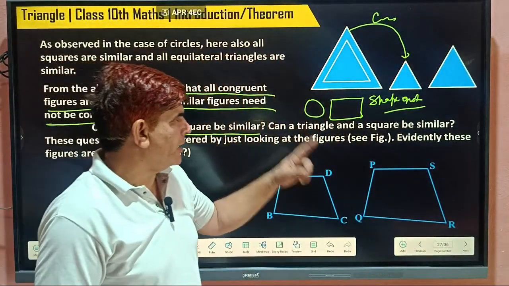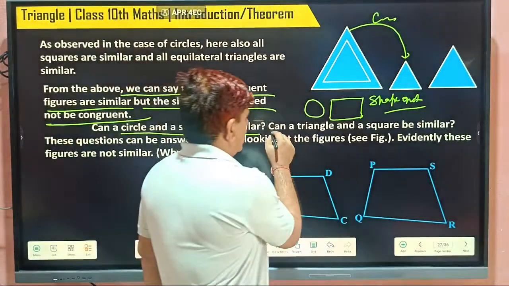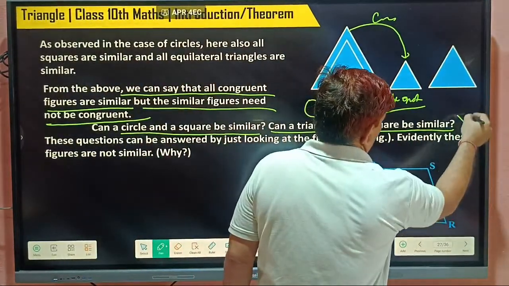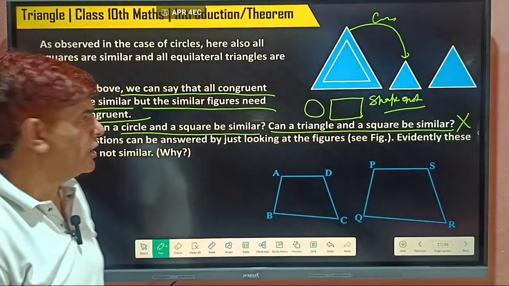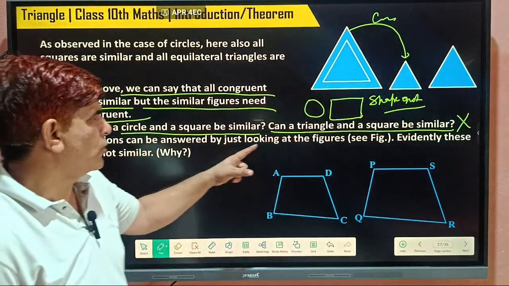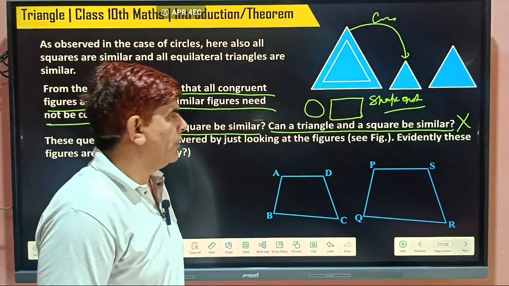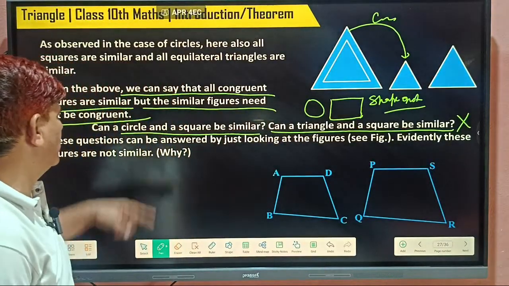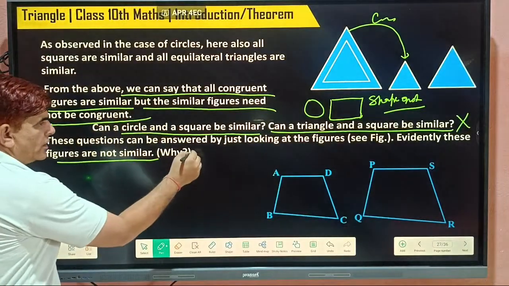Understood? Can a triangle and a square be similar? No. Their shape is not the same. So they are not similar. Understood? The question can be answered by just looking at the figure. Evidently, these figures are not similar. Already told you. What's the reason here?